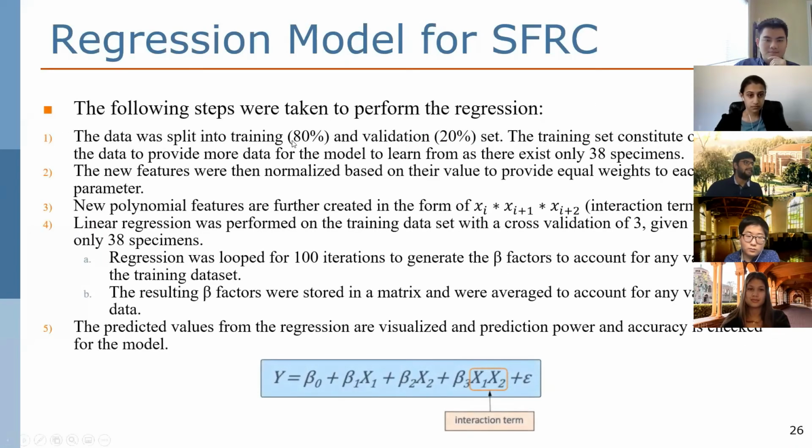I split the data into a training set and a validation set 80:20 because the data is small and I wanted better evaluation. 80% was a good approximation, and all the features were normalized to provide equal weights to each parameter. New polynomial features were generated based on the interaction terms. And 100 iterations were performed to get sufficient beta factors because we have a small data set and there could be high anomalies. So as you can see, this is what I'm basically accounting for.